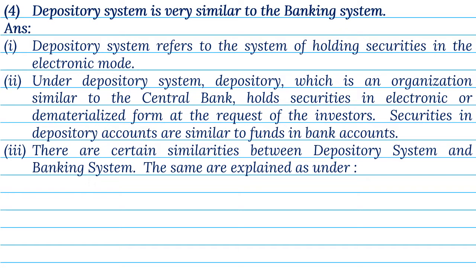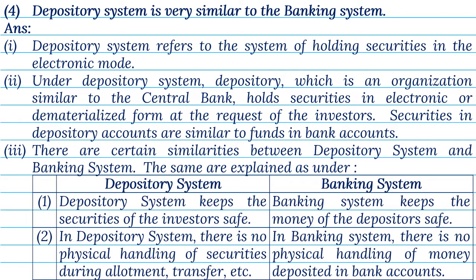3. There are certain similarities between depository system and banking system. The same are explained as under. 1. Depository system keeps the securities of the investors safe. Banking system keeps the money of the depositors safe. 2. In depository system, there is no physical handling of securities during allotment, transfer, etc. In banking system, there is no physical handling of money deposited in bank accounts.